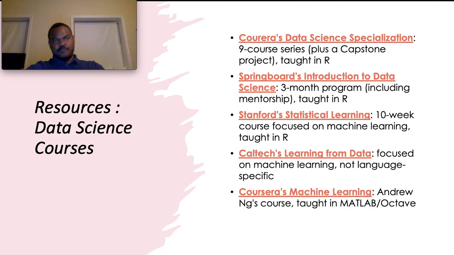Data science courses are really important. One of the discussions that we had in the last class was looking at the path to become a data scientist, and actually taking data science courses is key. So Coursera has the data science specialization, which is a 9 course series plus a capstone project that is taught in R. This is actually taught by my alma mater, Johns Hopkins University. It's a way to be able to analyze information and work on interesting projects and connect with people all over the world.